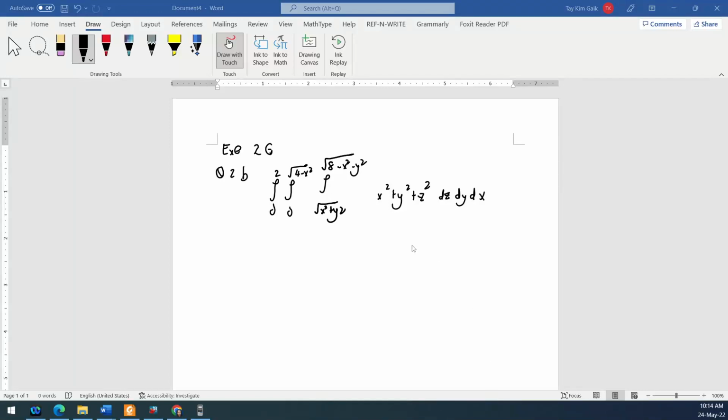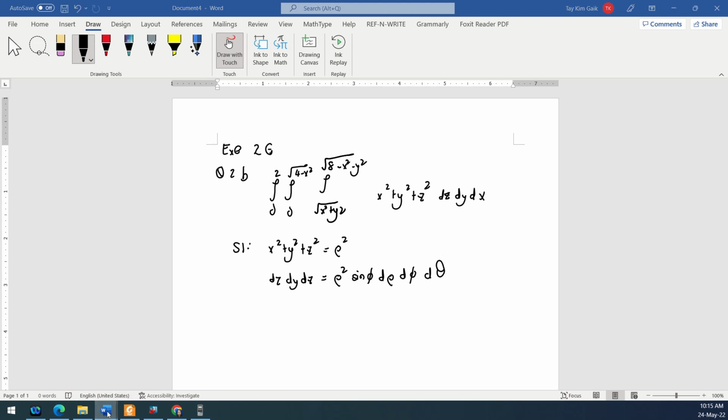Okay, so they ask you to change to spherical coordinates to evaluate this triple integral, which is given in Cartesian coordinates. First thing, step 1, you convert the integrand x squared plus y squared plus z squared. This will become rho squared. Then convert the dz dy dx into spherical coordinates, which is rho squared sin phi d rho d phi d theta.